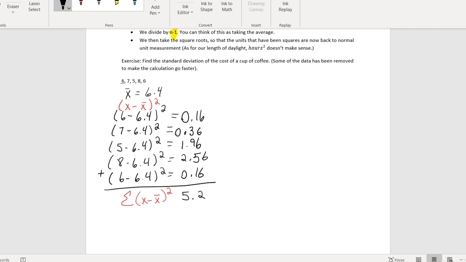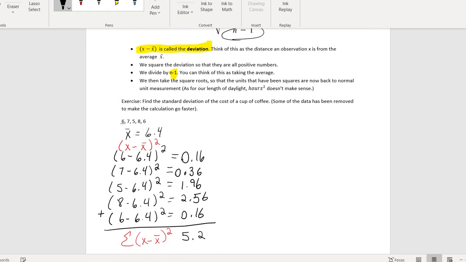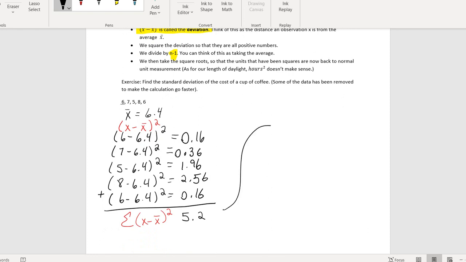After we have summed up all the deviations squared, the next step is that we need to take all of that and divide it by n minus 1. So we're going to take 5.2 and divide it by how many observations we have, which is 5, minus 1, and then we're going to take the square root. And when we do that, we're going to get about 1.14.